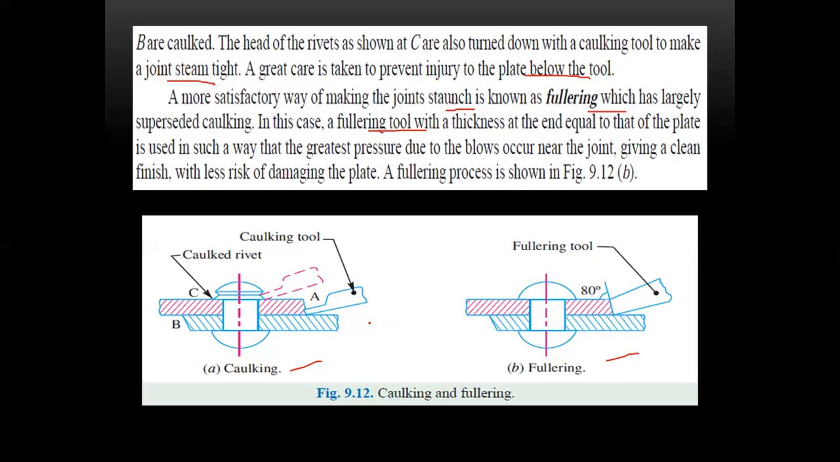So once the caulking is done, the next operation is a fullering operation. In this fullering operation, whatever the thickness of the sheet you are taking, the thickness of the tool also you are taking, and you are applying pressurized blows. Once you apply these pressurized blows at an angle, this becomes a sort of adjustment and the joint becomes airtight. That is nothing but the fullering operation.